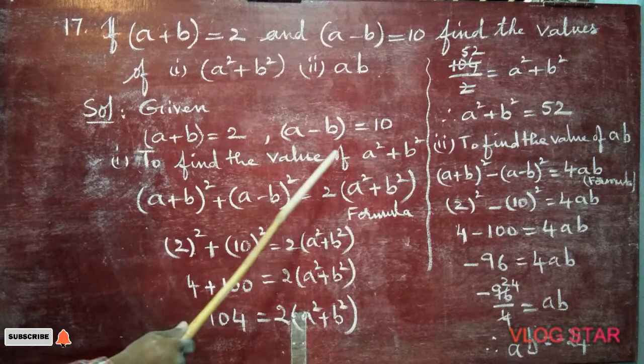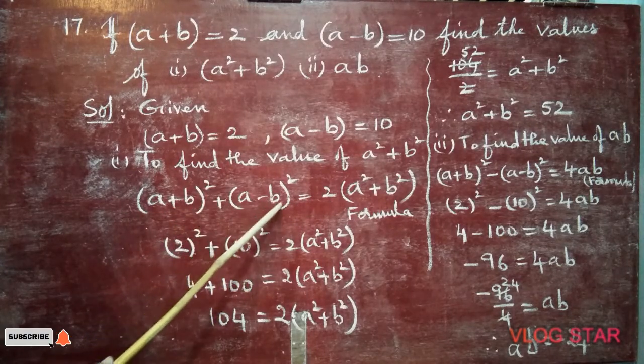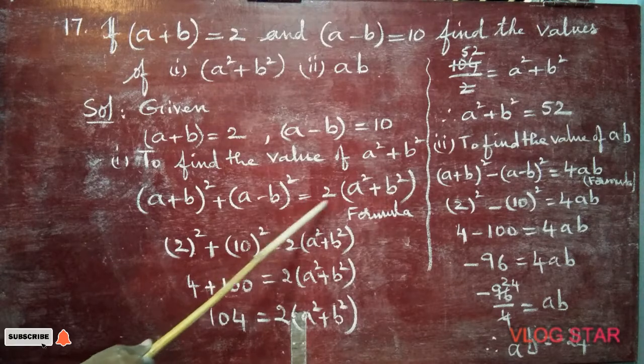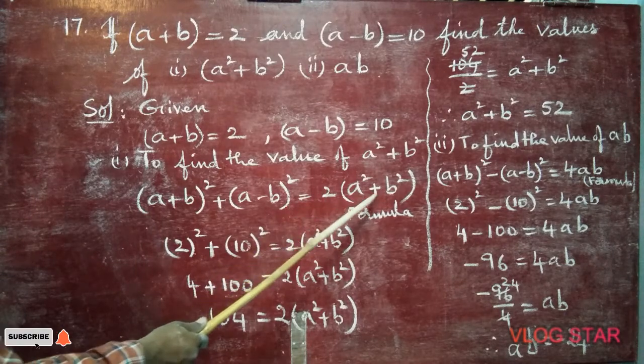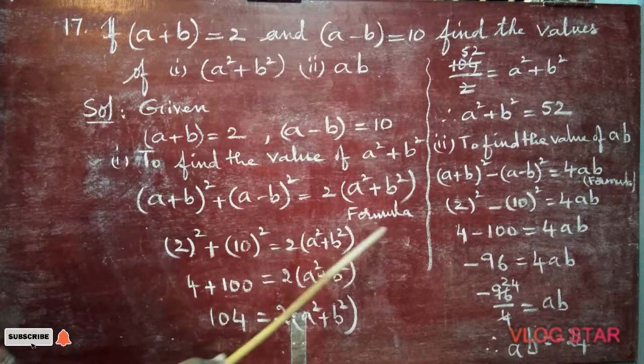So here we are using the formula (a plus b) whole square plus (a minus b) whole square. We know the answer, that is equal to 2 into (a square plus b square). This formula is very important, so learn these formulas very nicely.